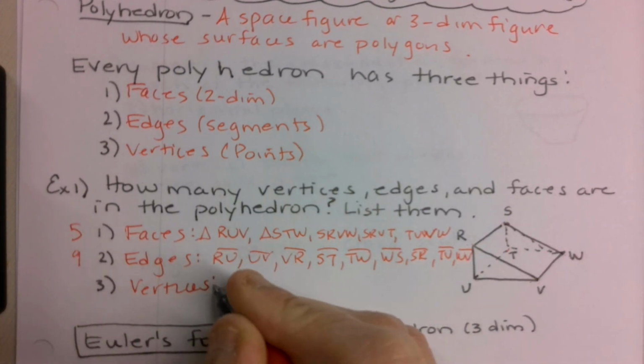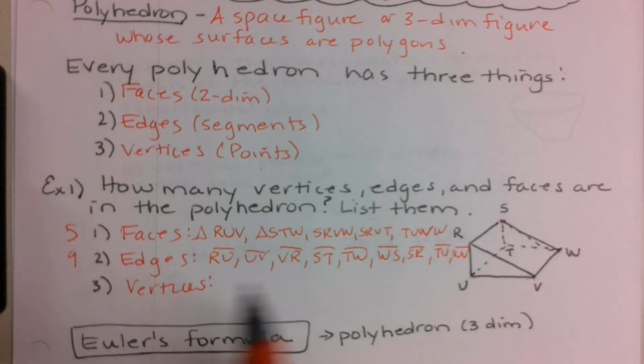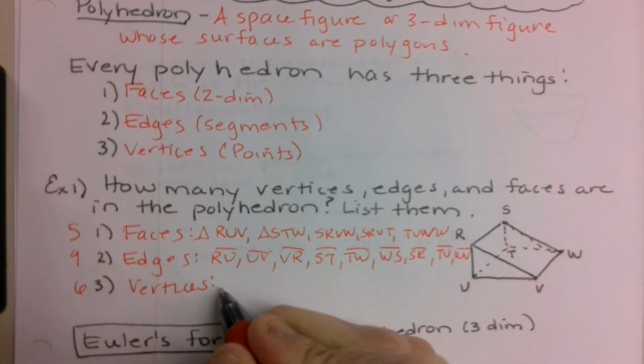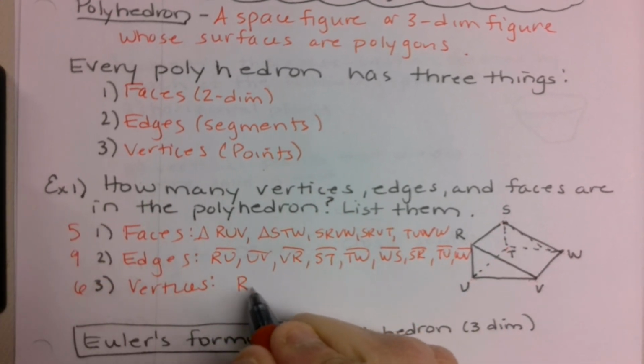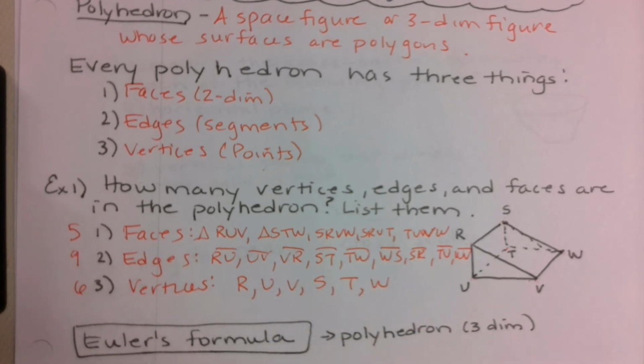And then, of course, the vertices, as we set up here, are points. So how many points do we have? We have 1, 2, 3, 4, 5, and 6. Those are all just capital letters. So R, U, V, S, T, W. So that's the easiest part.